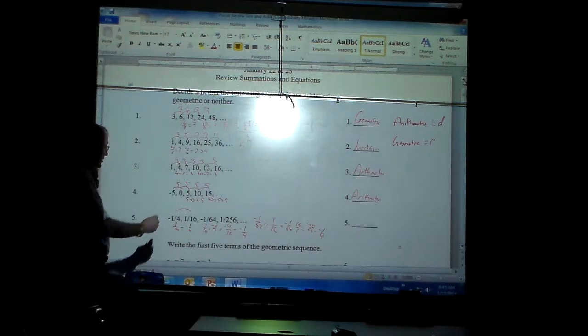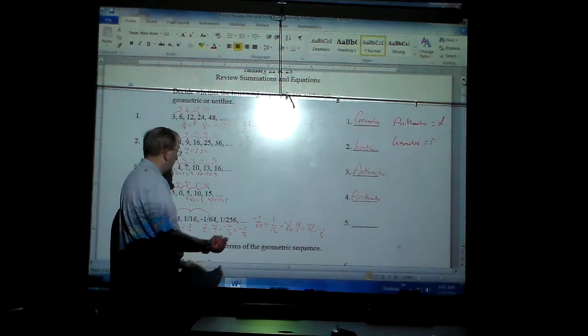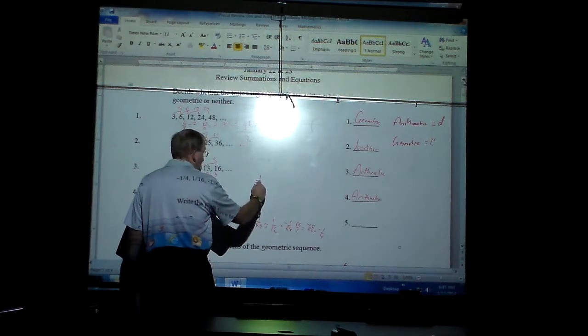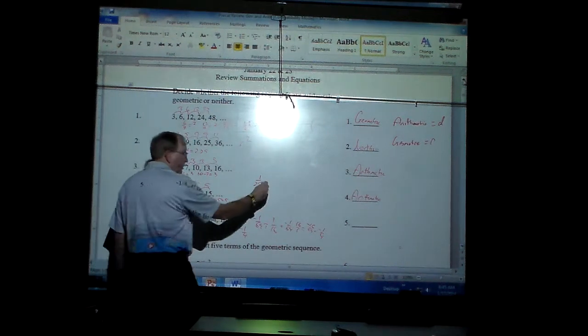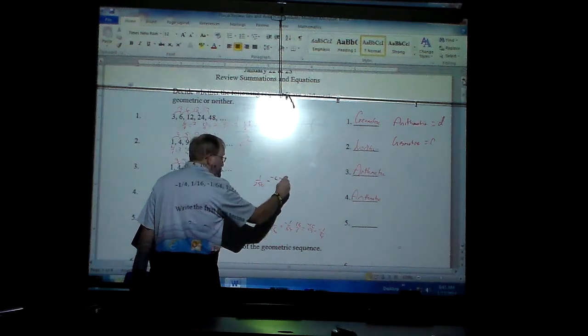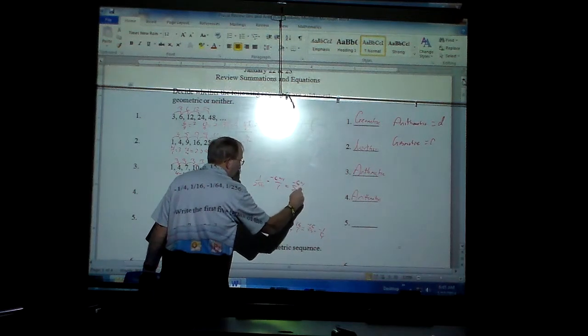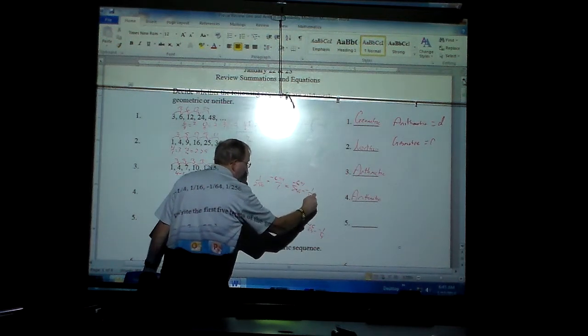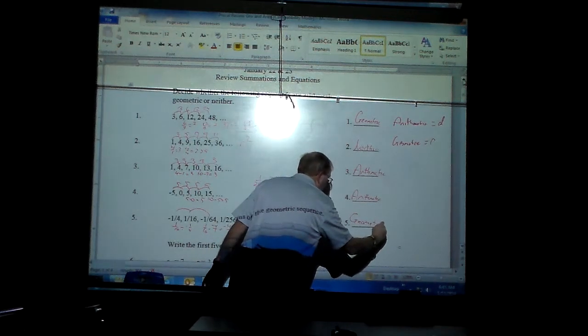There was a common ratio here to here, here to there, and I'm pretty sure there's going to be one right there, but let's just test it out to be sure. We'll take a shortcut. 1 over 256 divided by negative 1/64 will be the same as multiplying by negative 64 over 1. And I know negative 64 over 256 does reduce to negative 1/4, meaning this one is geometric.